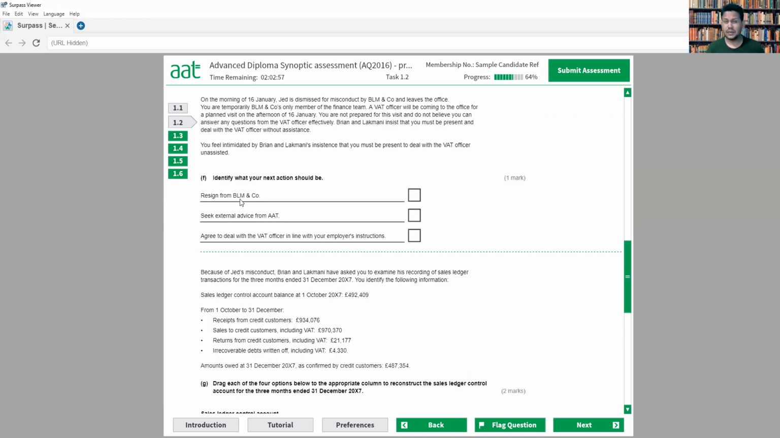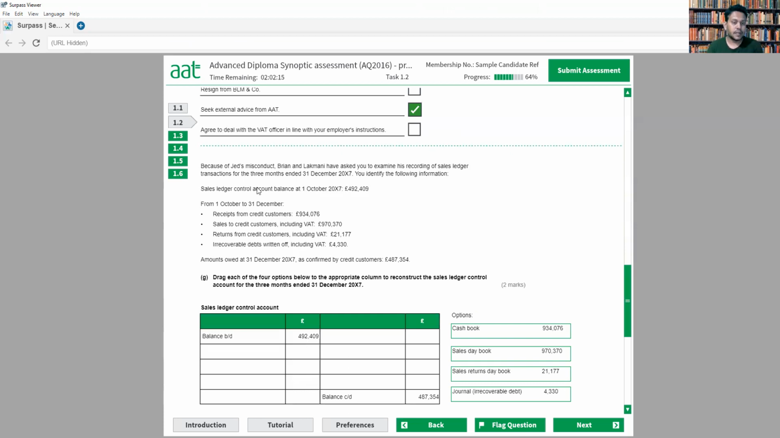So here we have resign. You really don't have to resign immediately. Seek external advice from AAT. You can do that. AAT have an ethical side. If you need any help, if you are not sure about it from the ethical point of view, you can call them. They will explain what to do. Agree, so you don't agree and go with the VAT officer. So we'll go for this one. So we'll take external advice. But normally in the exam, they'll tell you to ask the VAT officer to postpone the date so that you can arrange the meeting for another time or another date. So we'll go for that. But here we don't have the option. So we need more advice from the AAT.